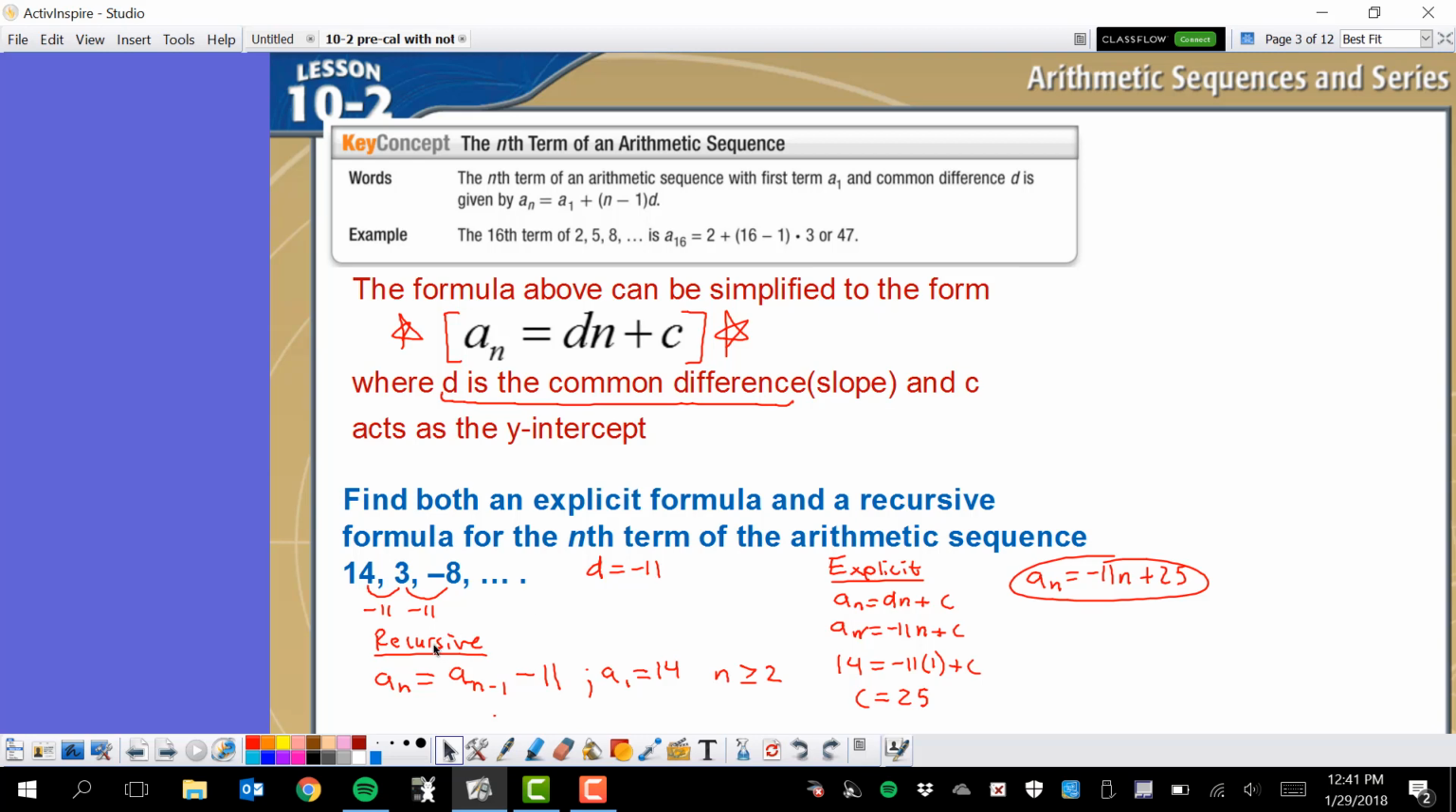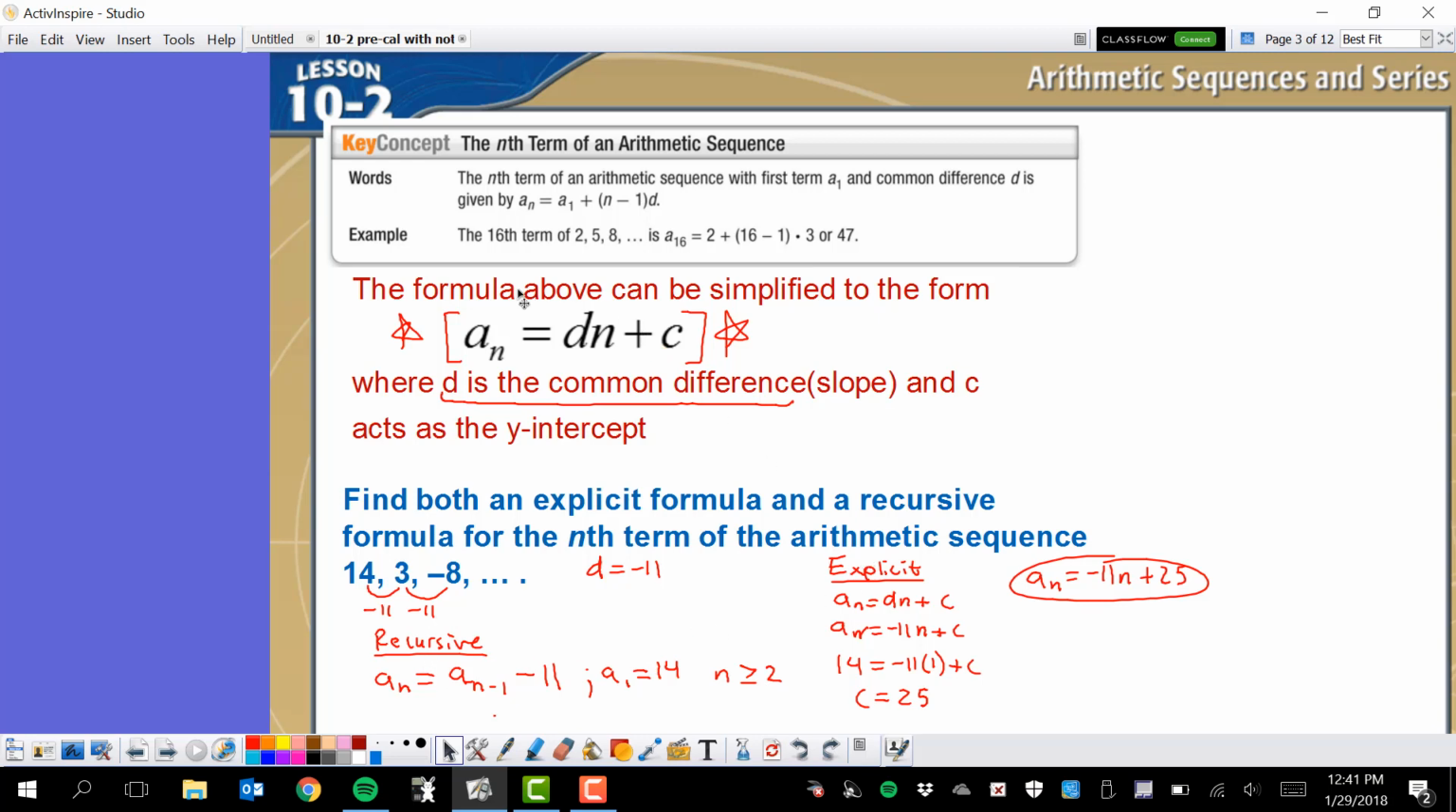Now what I did is I started with the recursive formula, because recursive is pretty easy here. Your current value, a_n, is going to equal a_(n minus 1), which is just a fancy way of saying the previous term, minus 11. Instead of saying a_(n minus 1), what if I said the previous term minus 11? That makes a lot more sense. But to use the correct notation, you do a_(n minus 1). That's how we represent the previous term. Our first term is 14, so a_1 is 14, and this is only useful for n values greater than or equal to 2. So that's how we do recursive.